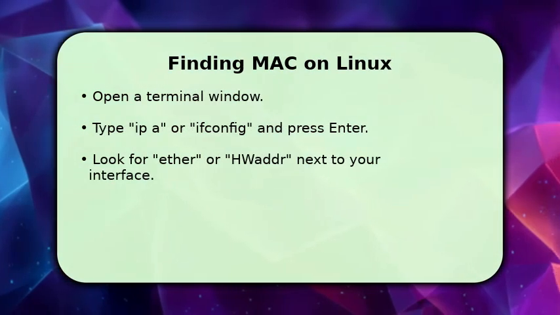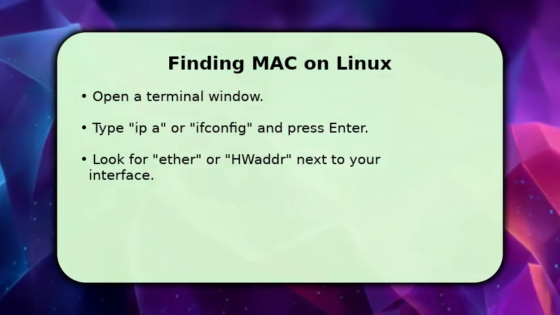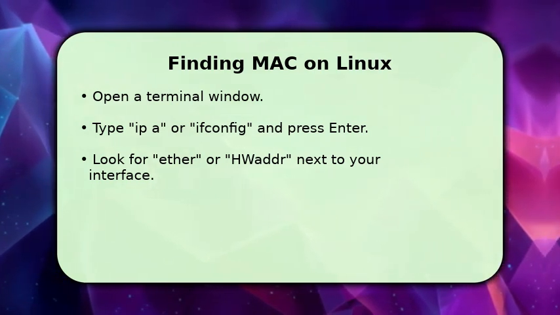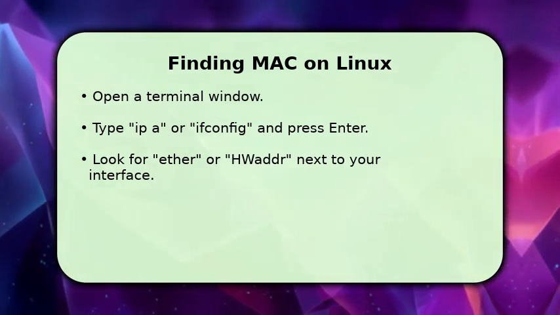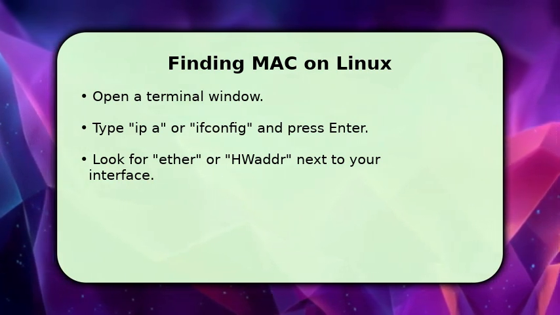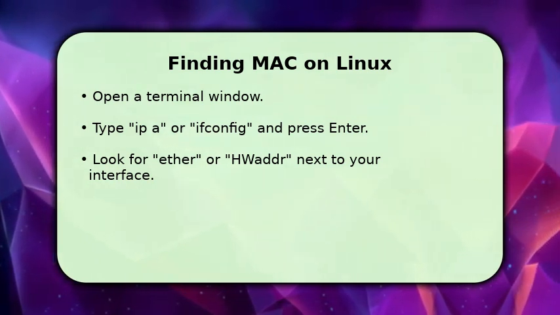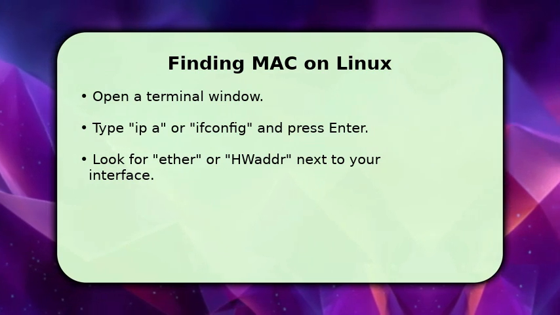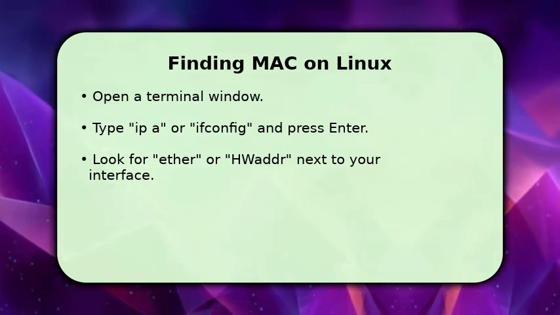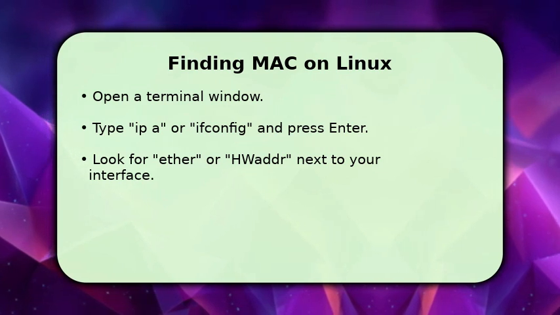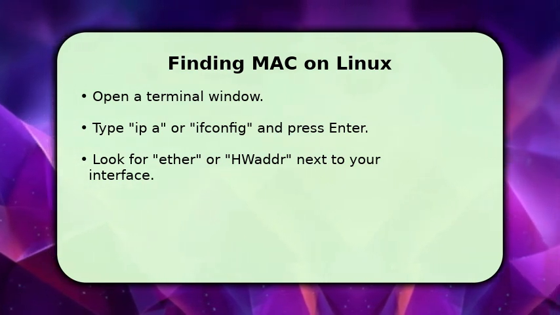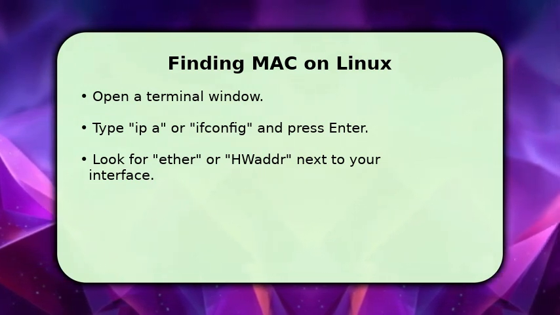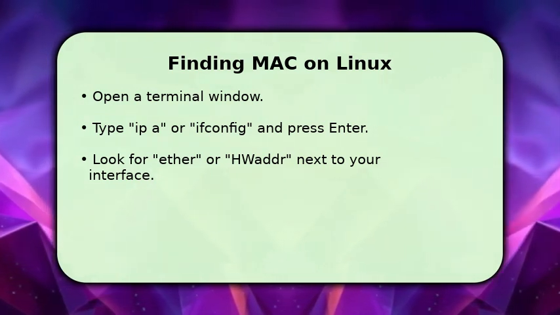For those using a Linux operating system, finding your MAC address involves a quick terminal command. Open your terminal application, which is typically found in your Applications menu. Once the terminal is open, type either ip or ifconfig and then press Enter. Look for your network interface, often named eth0 or wlan0. The MAC address will be listed next to ether or hwaddr in the output. It's a series of 12 hexadecimal digits.